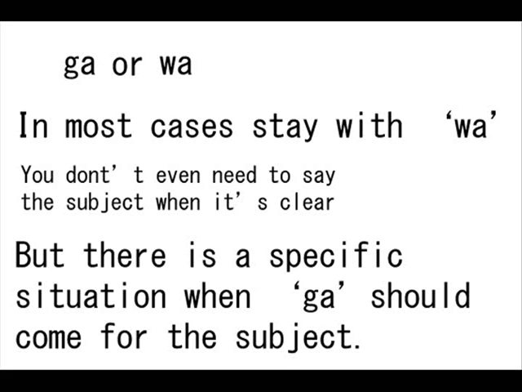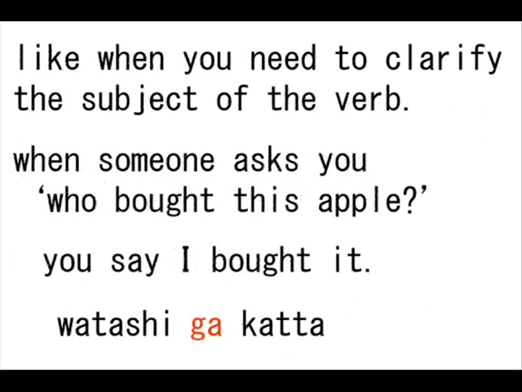The trick you can use in most cases is just stay with wa. It's really handy. This particle, wa, fits in many situations. So just use wa for your subject. But there are specific situations when ga should come for the subject. When you need to clarify the subject, you need to use ga instead of wa. When someone asks who bought this apple, and you say, I bought it, you need to say watashi ga katta because you need to clarify the subject of the verb.